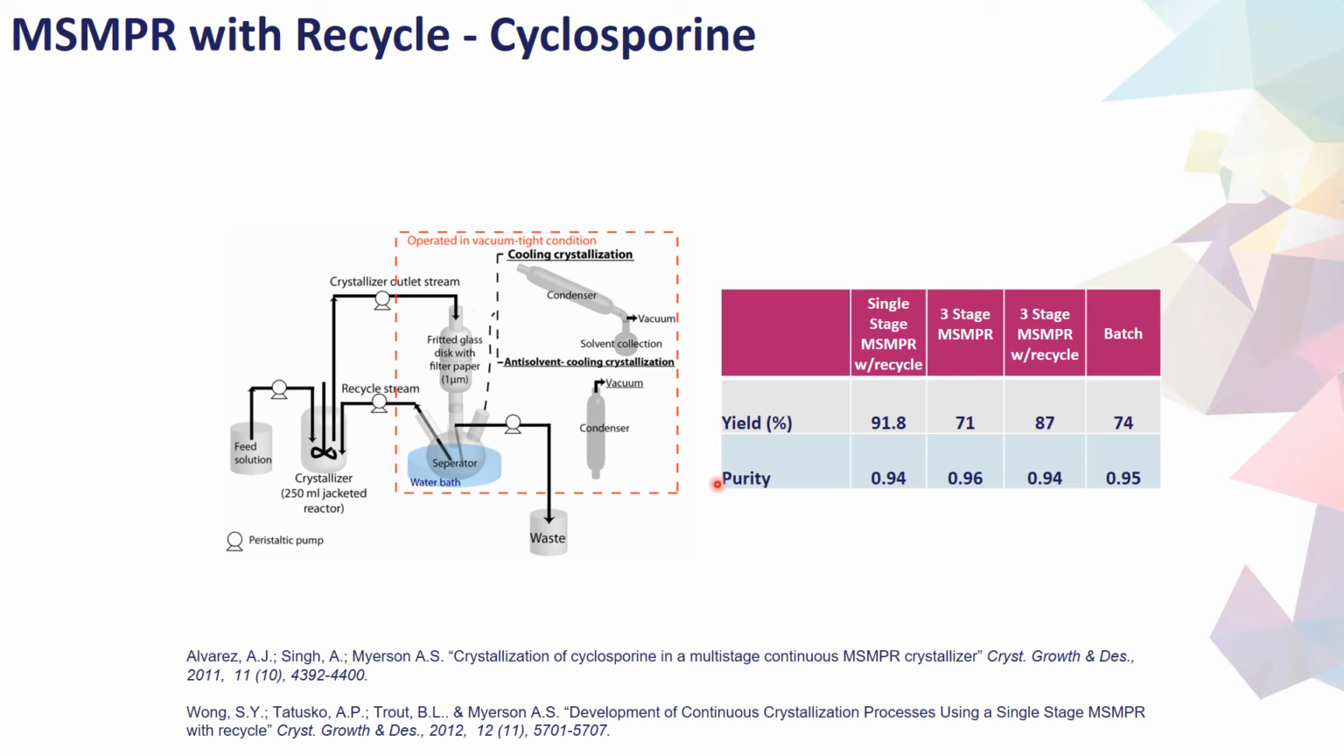And in the case of cyclosporine, for example, this allowed, instead of a three-stage MSMPR cascade, to move to a single-stage cascade, but go up to 91.8% yield while maintaining equivalent purity for this very challenging API impurity system. So just demonstrating that high yields and purities can be achieved in continuous crystallization.